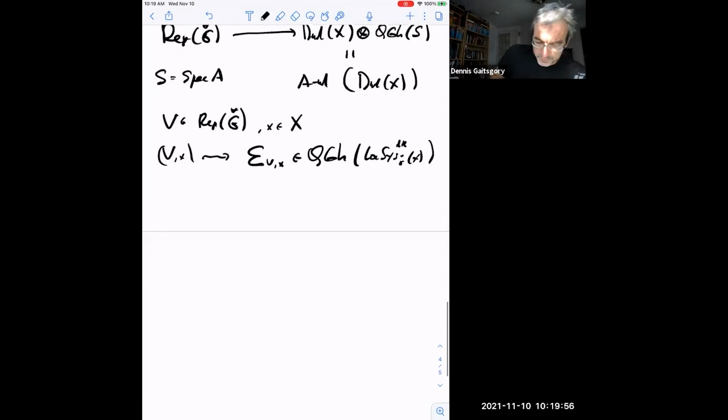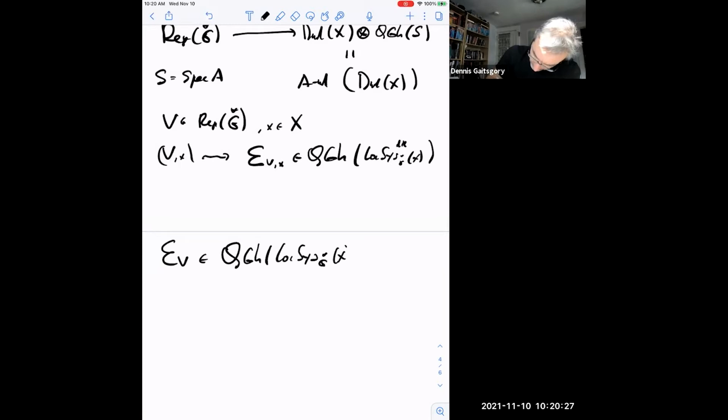And what you get, if you let it vary, is this object EV, which is an object in the tensor product category of D modules on the curve. I will write this: the tensor product, quasi-coherent sheaves on the stack of local systems, tensor D modules on the curve.